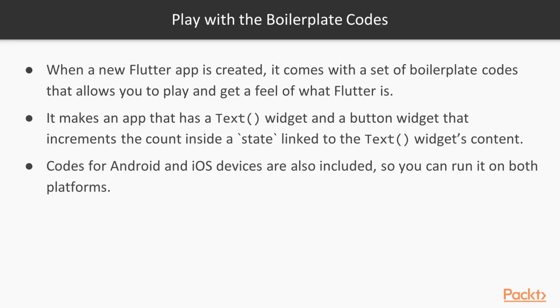Let's play with the boilerplate codes. When a new Flutter app is created, it comes with a set of boilerplate codes that allows you to play and get a feel of what Flutter is. It makes an app with a text widget and a button that increments the count inside a state that is linked to the text widget's content. We'll tackle what state is later on. Further, the boilerplate also comes with codes for Android and iOS devices so that you can run them in both platforms. Let's take a look at the boilerplate codes.